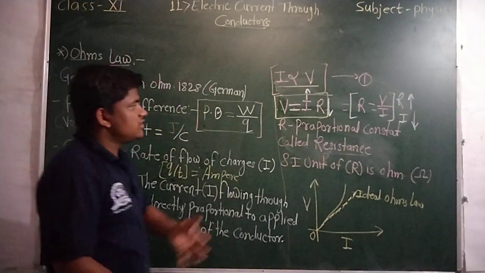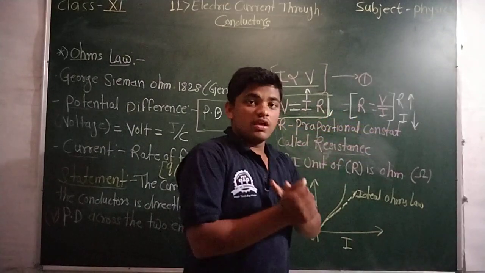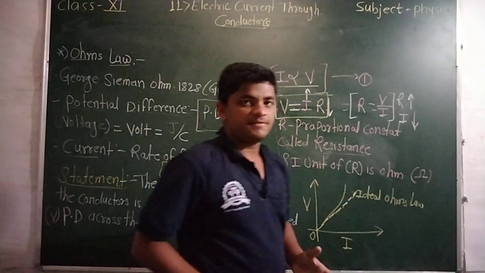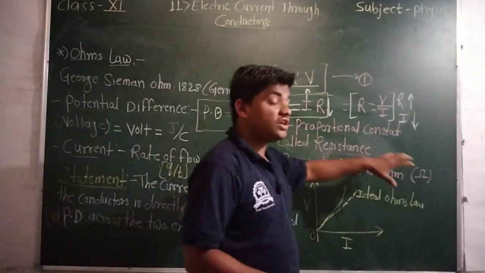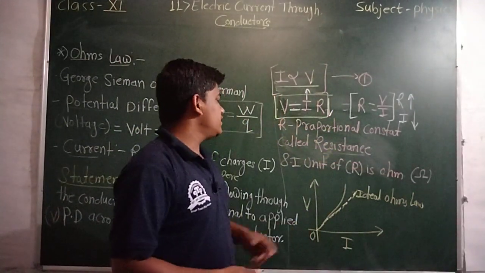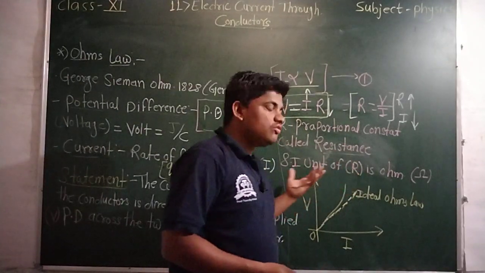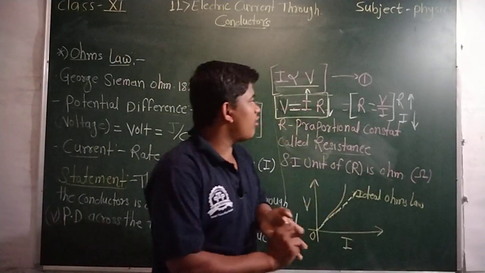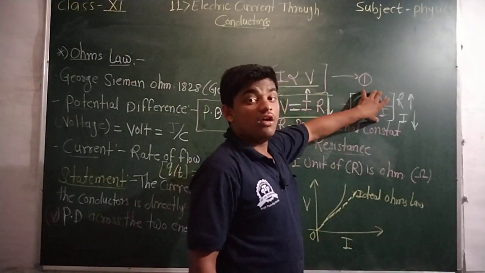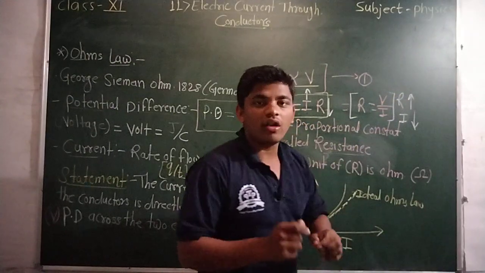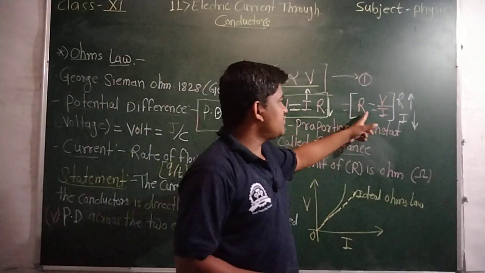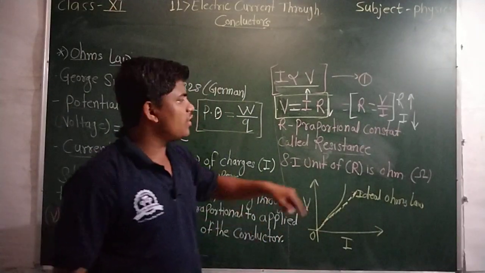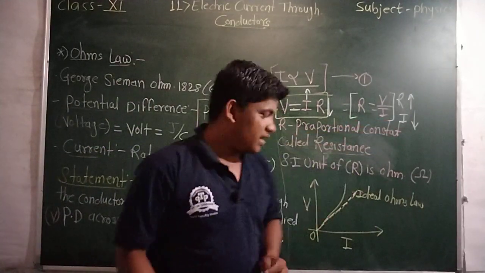And we know the formula, and we give some rearrangement of this formula. We know that resistance is the proportionality constant of Ohm's law, which is denoted as R, and the SI unit of resistance is ohm. By rearranging this formula, we get another formula, that is R is equal to V upon I. Then the resistance of any conductor or material is inversely proportional to the conductance of that material.